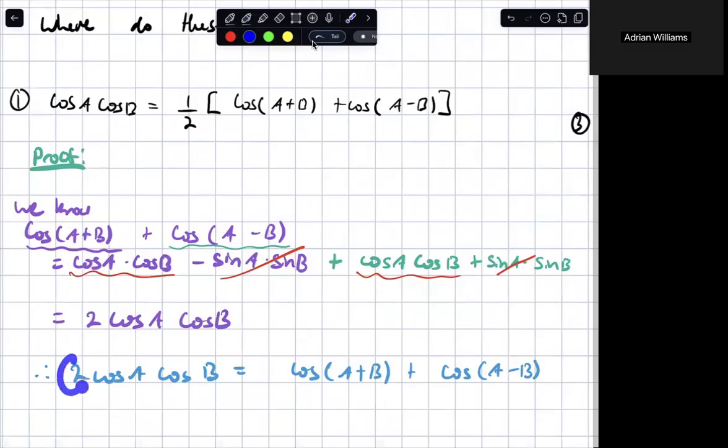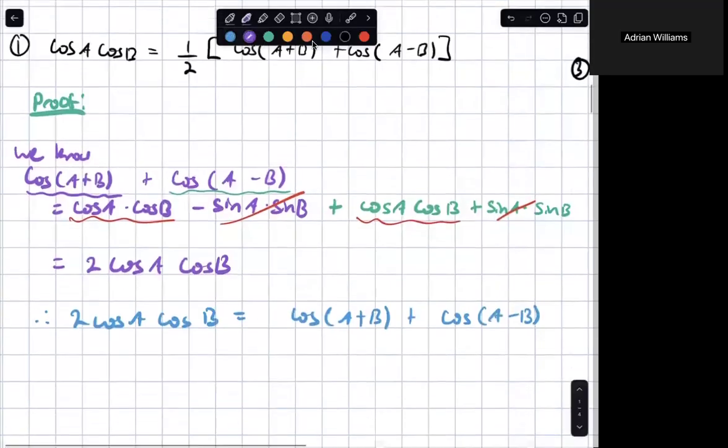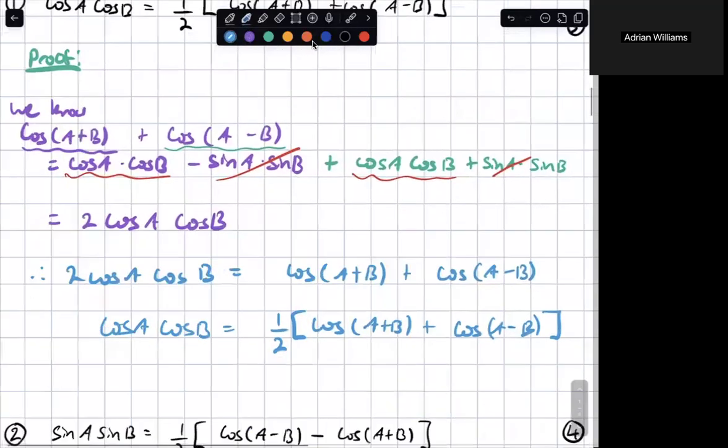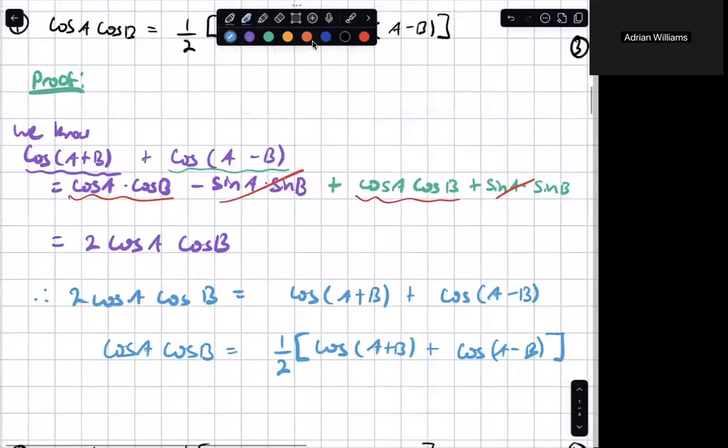Okay, so what I'm going to do is divide by this 2 to the other side, and you might already be seeing this result sort of occur. Dividing by that 2, we now have cos A cos B is equal to 1/2. That's the same as multiplying by a half, outside of cos(A plus B) plus cos(A minus B). Okay, which is something that we've sort of seen before. We've now established the result, which is exactly what we're after.